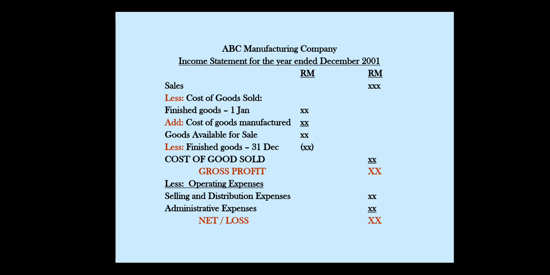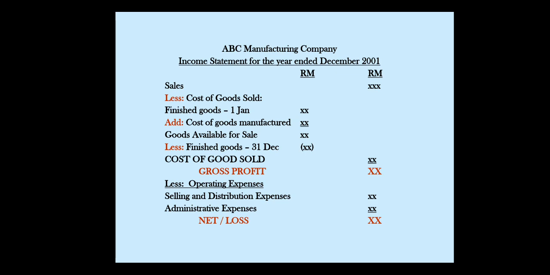And then you have to add cost of goods manufactured. Beginning finished goods inventory is easy to find. If a question asks you to prepare an income statement for a manufacturing business, the beginning finished goods inventory is easy to find because the question will show the data.